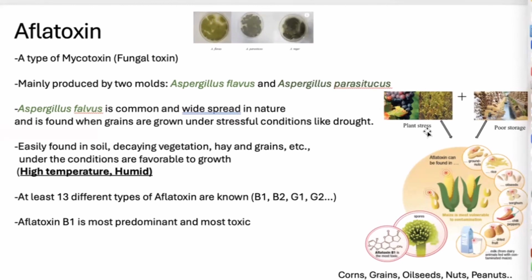So in this picture, when a plant grows under stress like drought and is stored under poor conditions such as high temperature and humidity, fungus grows. It's known that there are at least 13 types of aflatoxin, B1, B2, G1, G2, and aflatoxin B1 is the most predominant and the most toxic one.